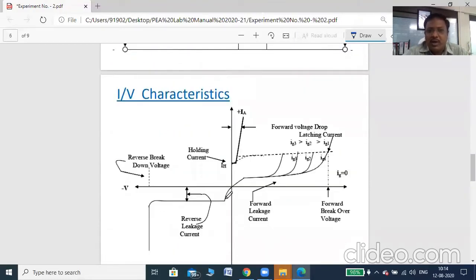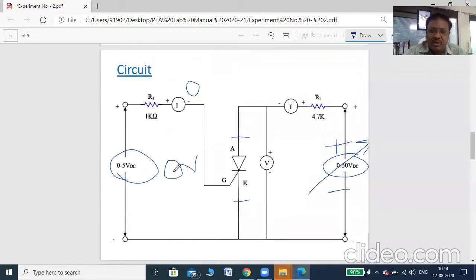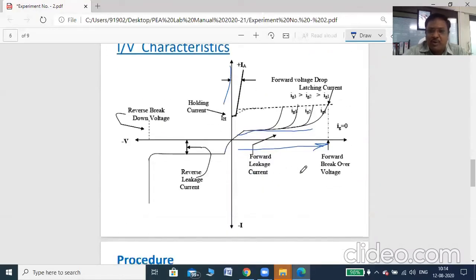So what happens if the anode voltage increases? On the x-axis is the anode voltage, and on the y-axis there will be anode current. If the gate current is 0, the current through the SCR is ideally 0, practically a small current flows through the SCR. So the SCR remains off, and then after the forward breakover voltage, every SCR may be turned on without a gate current, but it requires a very large voltage, right? That is called the forward breakover voltage.